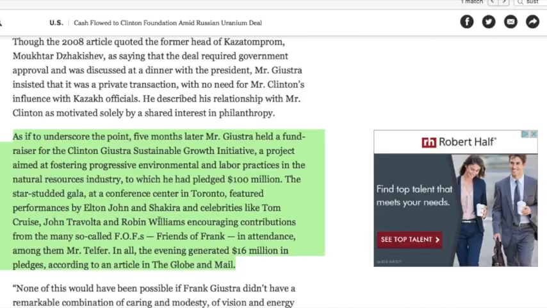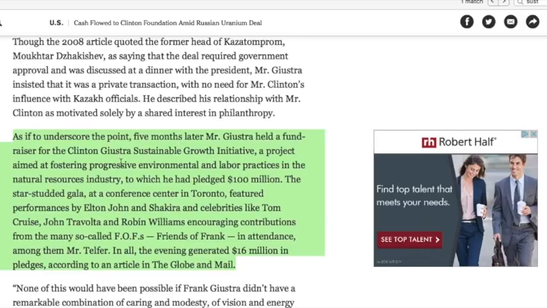Oh, Robin Williams didn't last too long, did he? Autoerotic asphyxiation. That's usually a marker of being killed by an intelligence agency of some kind. British intelligence, maybe. The evening generated $16 million in one evening. Justra had pledged $100 million.